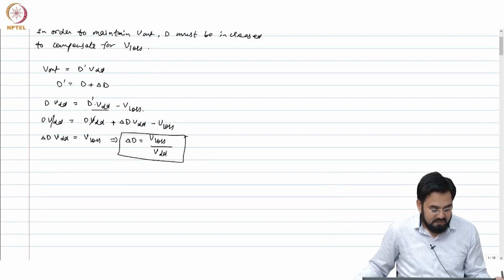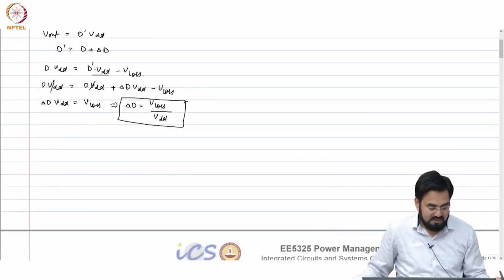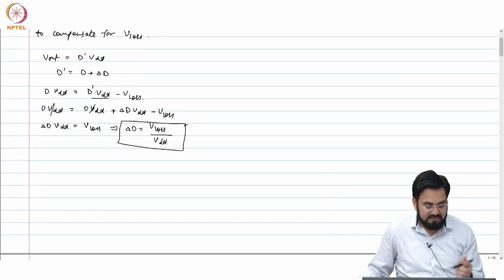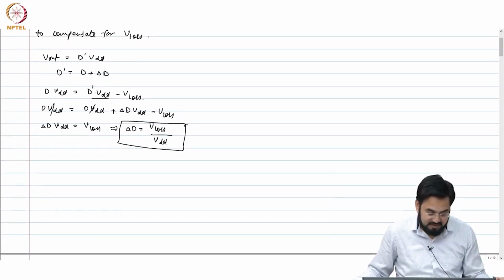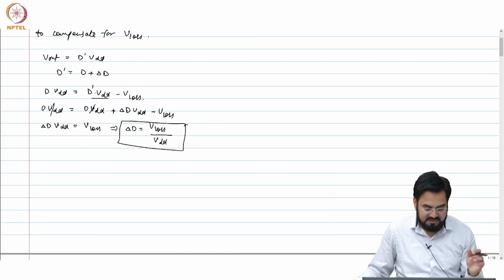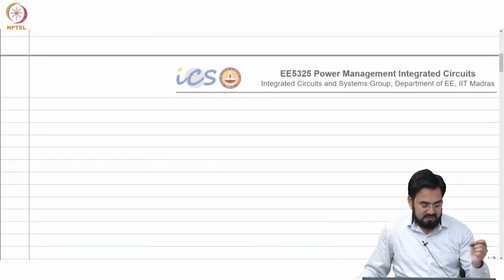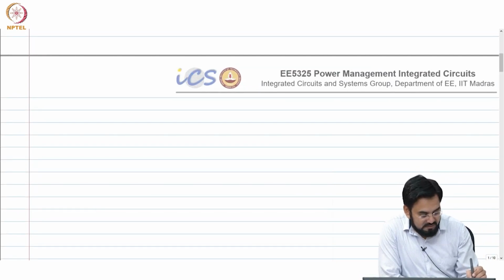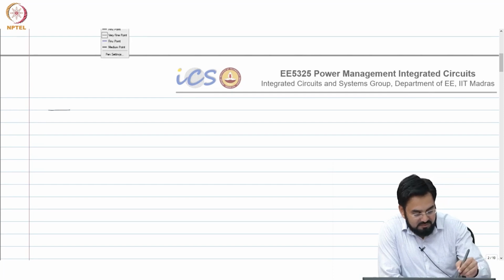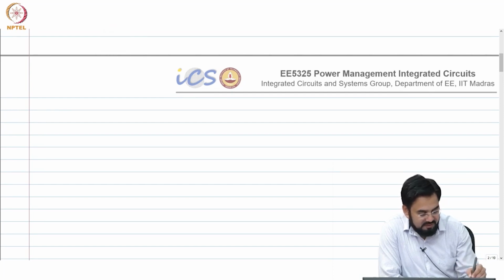Okay, so we looked at how you calculate the losses, basically the voltage loss, and that should be nothing but change in the duty cycle multiplied by your input supply voltage, which is VDD. So, a buck converter can also be modeled as a transformer.